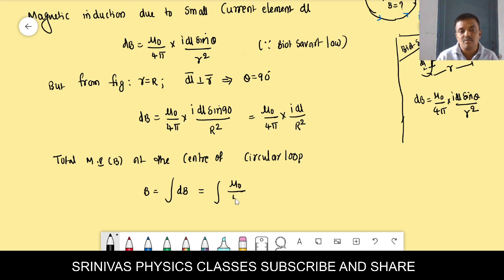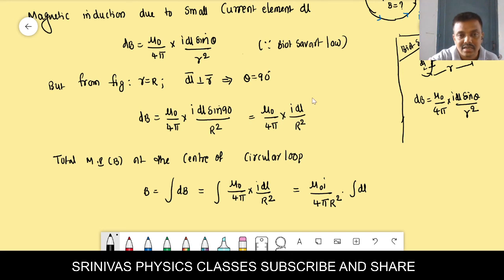Mu naught by 4 pi into I dl by capital R square we write. Constants we should write outside. What are the constants? Mu naught constant, 4 pi constant, capital R constant, I constant. Then we write outside mu naught I by 4 pi R square into integration dl.